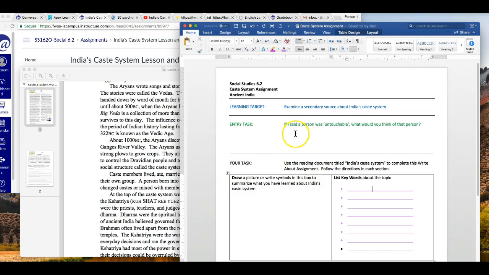On to the entry task. Now, if I said that a person was untouchable, what would you think of that person? If somebody is touchable, then we can physically touch them, say with our finger. We can give them a hug. We can actually touch them. If they're considered untouchable, what do you make of that? What would you think of that person if I say that they're untouchable, that you can't touch them, you don't want to touch them, something will happen if you touch them?